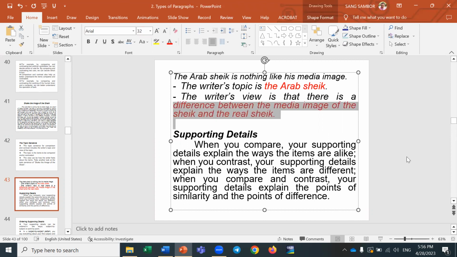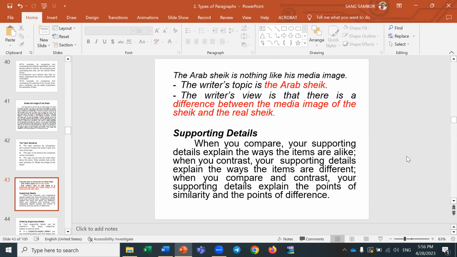So this is the controlling idea. Don't forget, the topic sentence for the comparison and contrast includes the topic. The topic is the item to be compared or the item to be contrasted, while the controlling idea, or the writer's view, is how the writer feels about the topic.